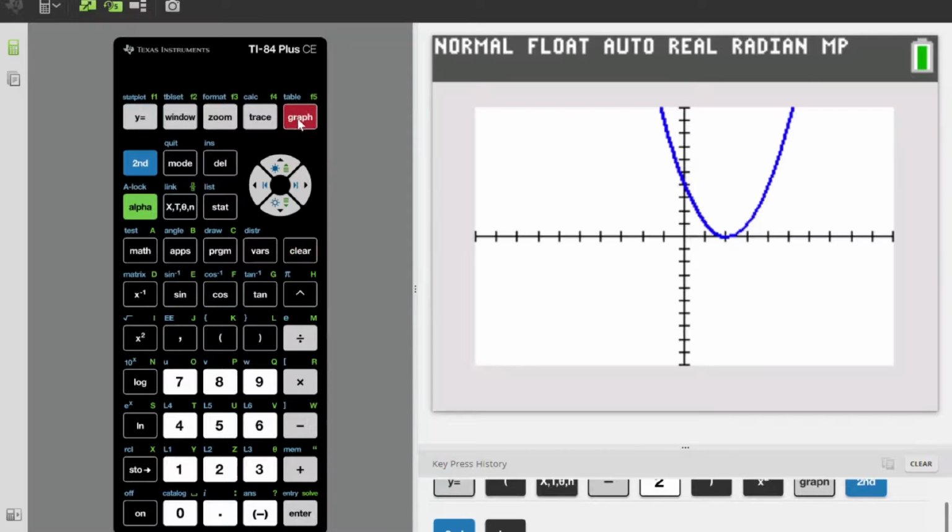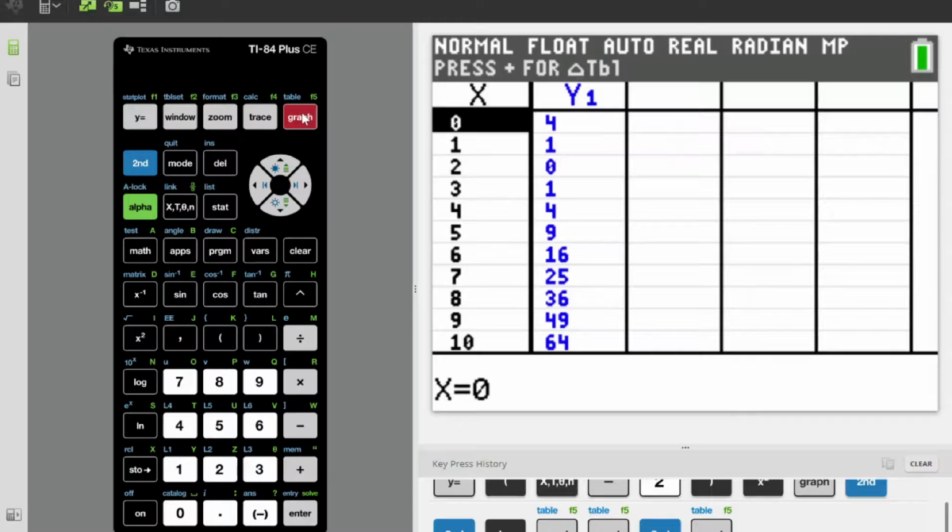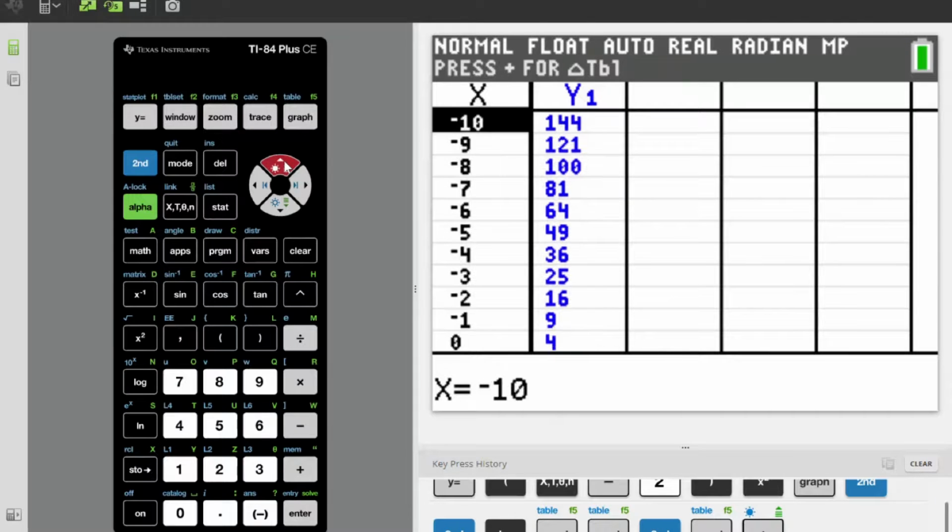If I went to the tables for this graph and I said second table, you would see that it has all the integers, and I could keep going through negative numbers as well, but this is determined by the calculator. So if I wanted to, I could continue up and just hit this arrow and look at everything in the negatives as well. But I have a specific set of values that I want to check.